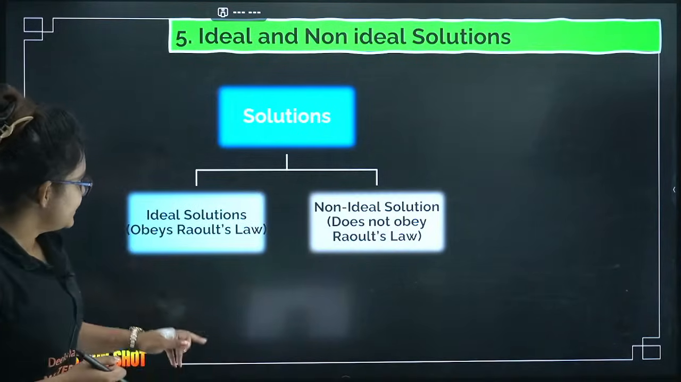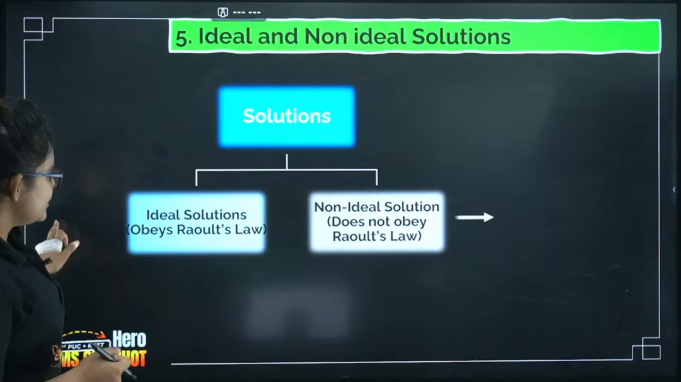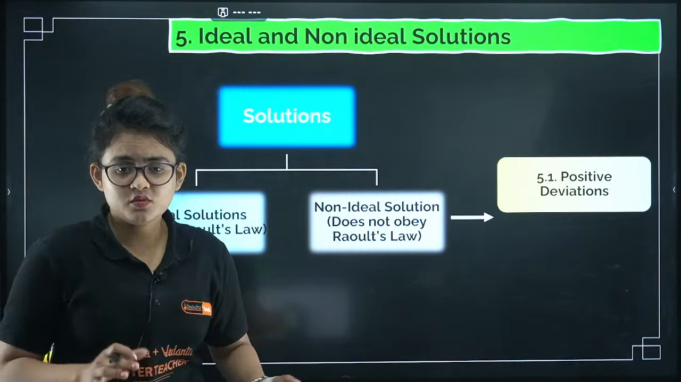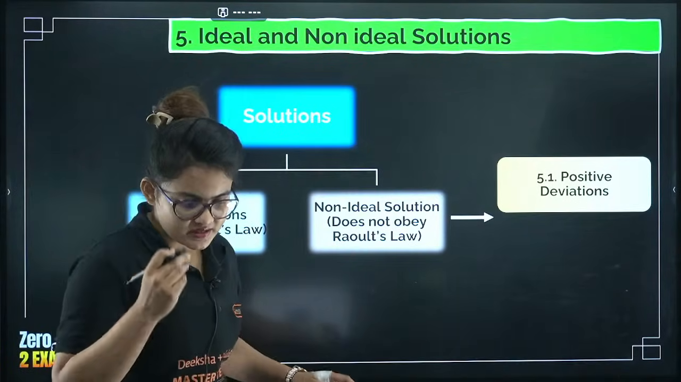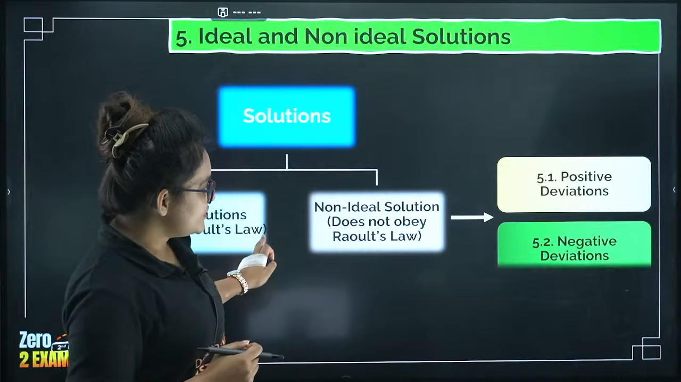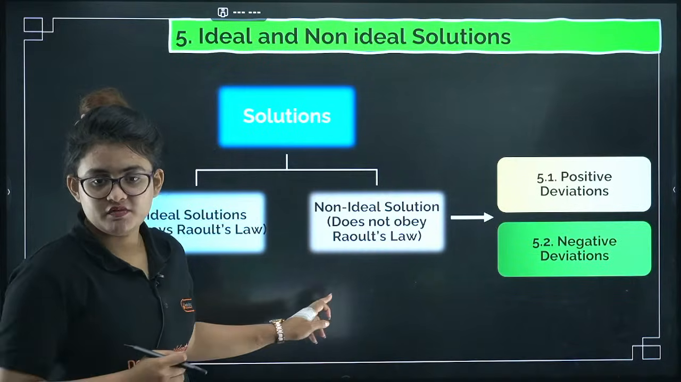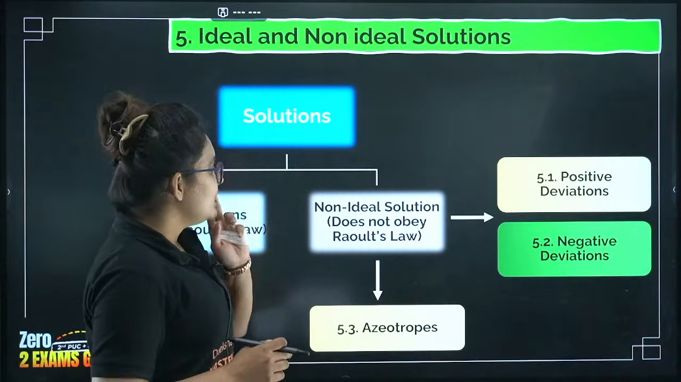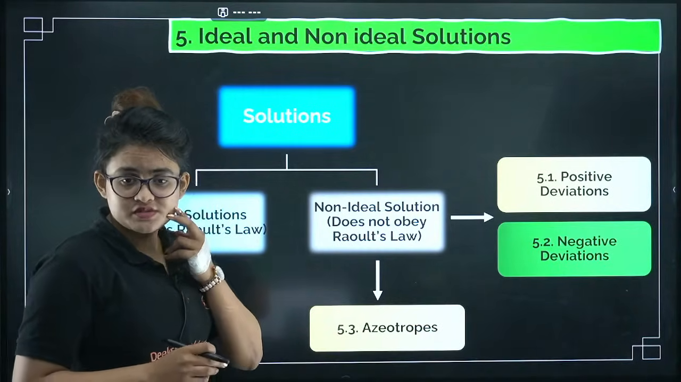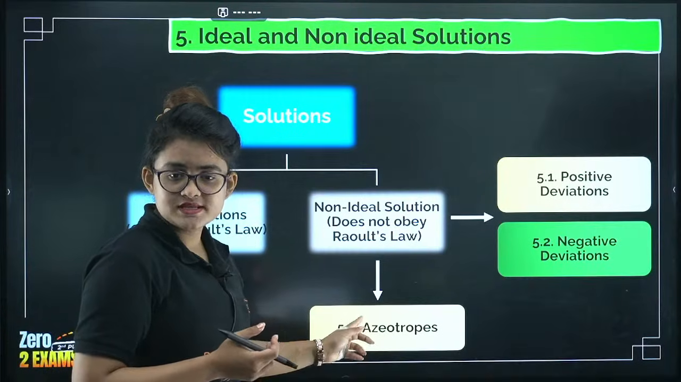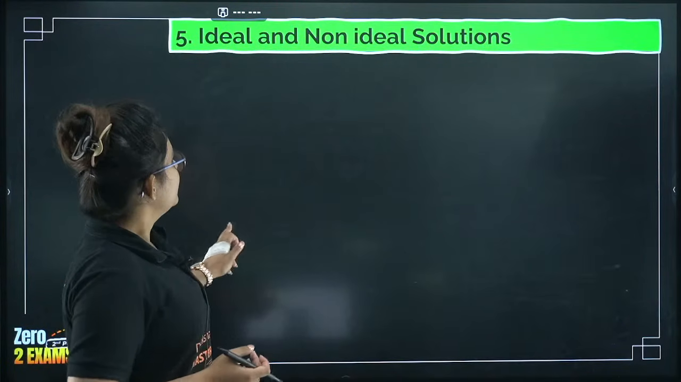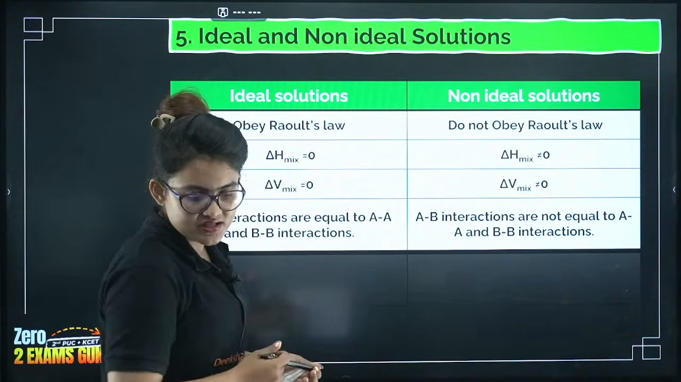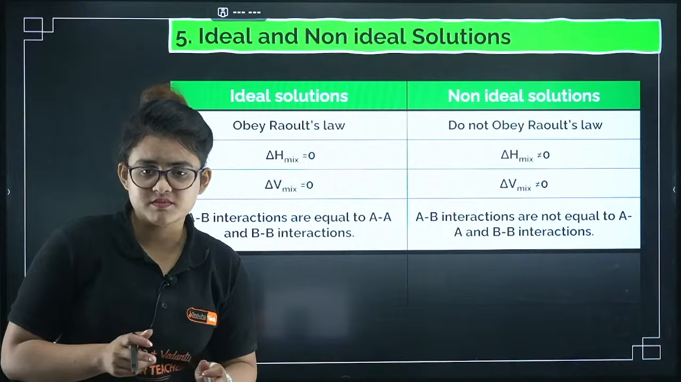Here you can see the solution that obeys Raoult's law and the solution that does not obey Raoult's law. In accordance with that, you can specify the ideal and non-ideal solution. The non-ideal solution does not obey Raoult's law, and it has two possibilities: one is positive deviation, another is negative deviation. Very important portion. Non-ideal solutions also show a characteristic we call an azeotrope. That is also important.